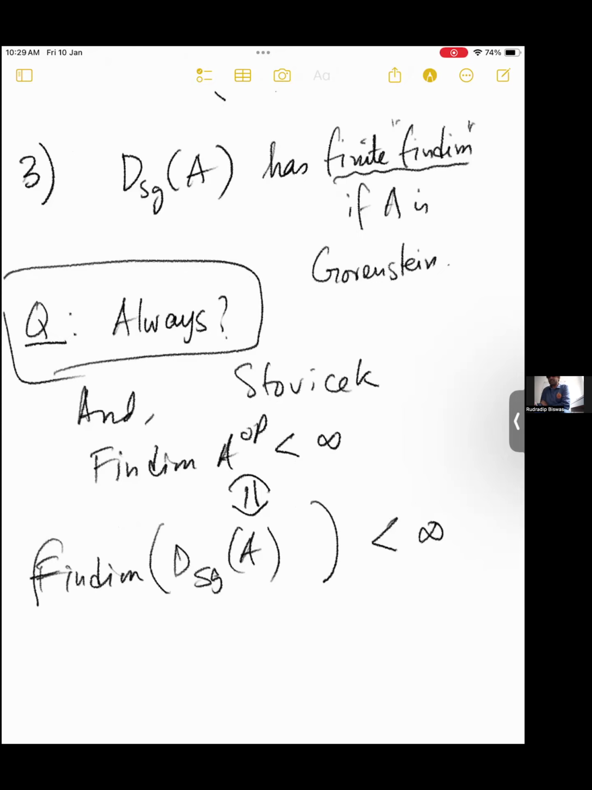So it turns out this idea of a finite dimensional triangulated category has some credence even for singularity categories, because as you can see, if one can find a singularity category with infinite findim, then the big findim conjecture would fall. Thank you.